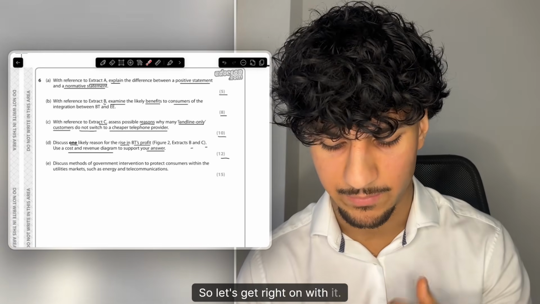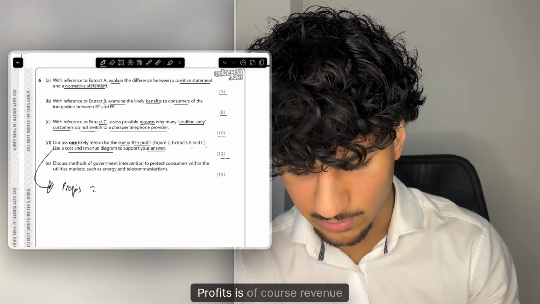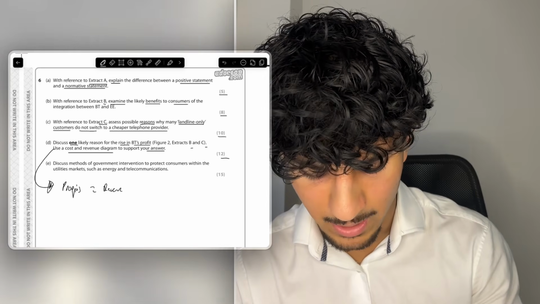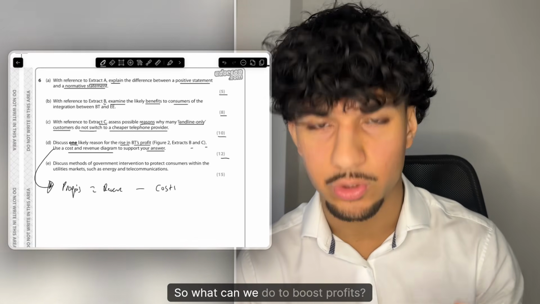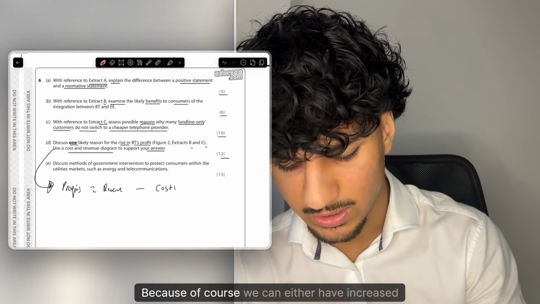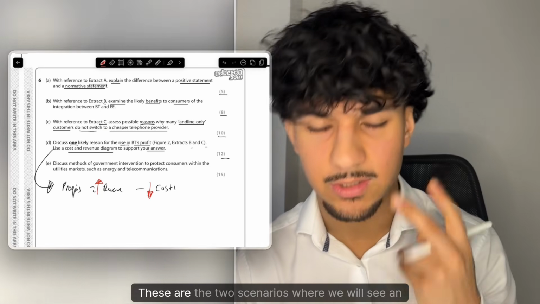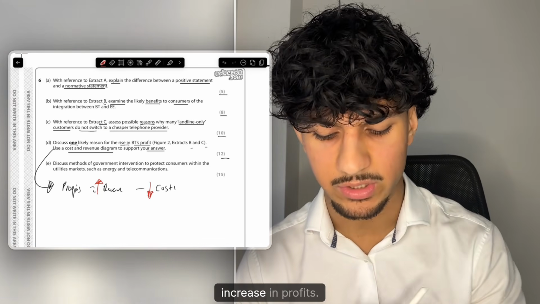So let's get right on with it. Let's break this down really simply. What is the formula for profits? Profits is, of course, revenue minus costs. So what can we do to boost profits? What are the 2 scenarios where profits will be boosted? Of course, we can either have increased revenue or we can have decreased costs. These are the 2 scenarios where we will see an increase in profits.